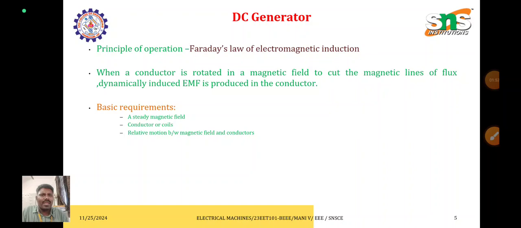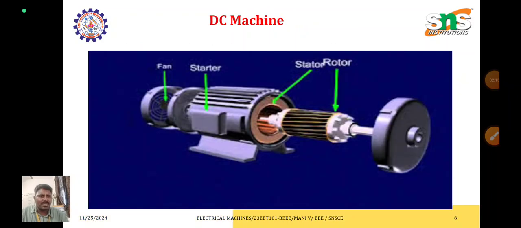So normally a DC generator operates under the principle of Faraday's law of electromagnetic induction. When a conductor is rotated in a magnetic field to cut the magnetic lines of flux, an EMF will be dynamically induced in this conductor, that is, in the armature. So this is a DC machine.